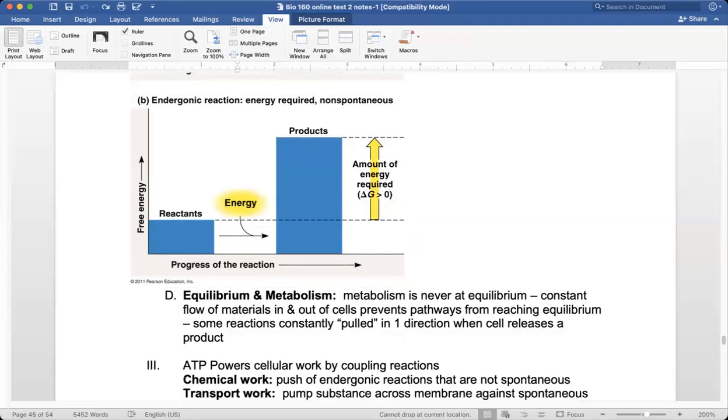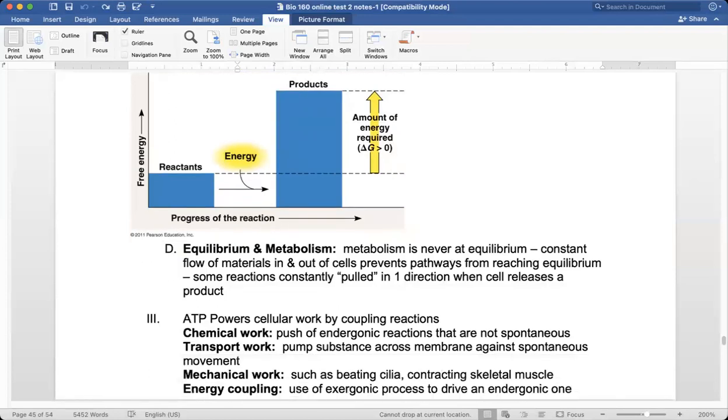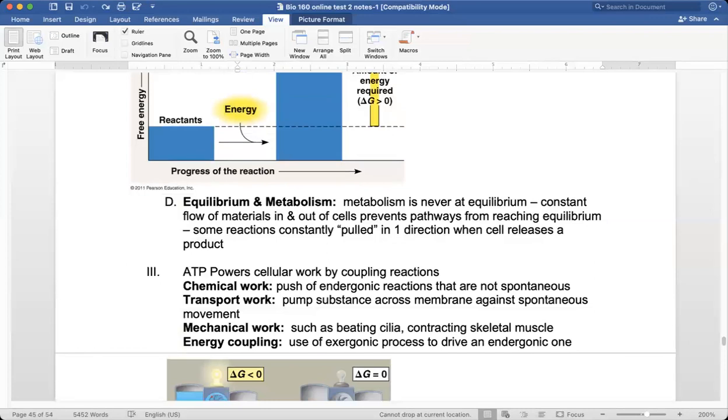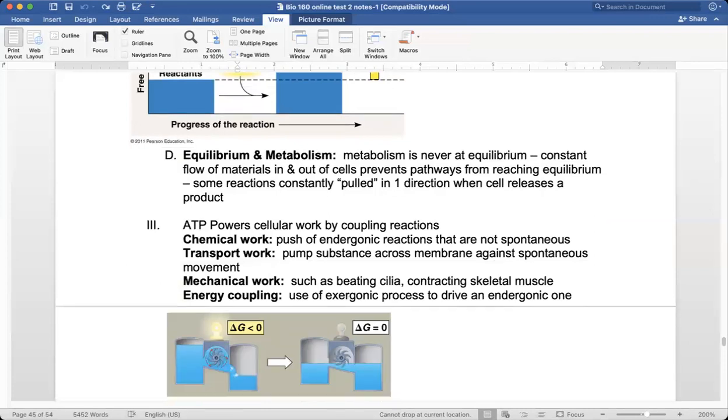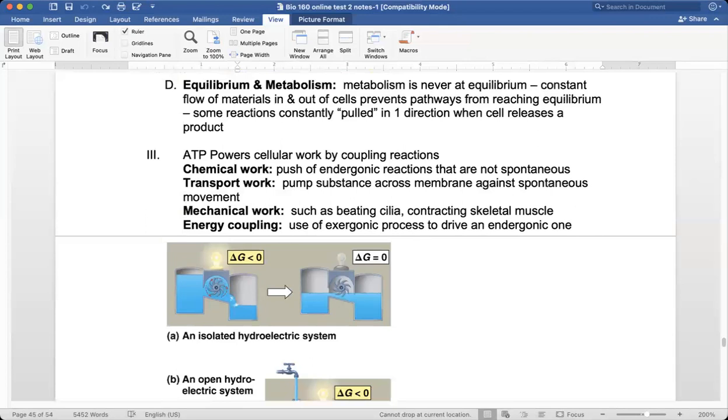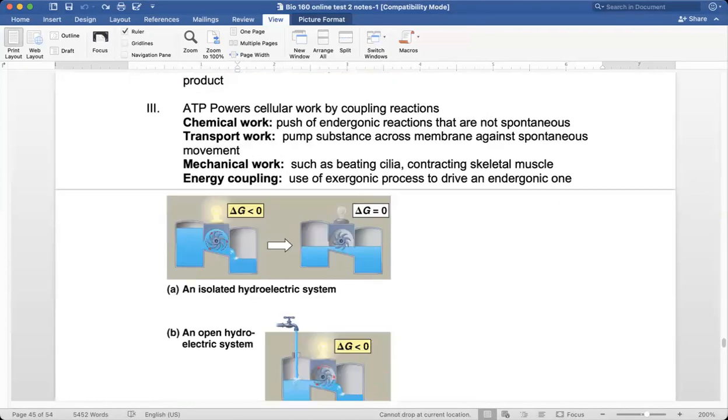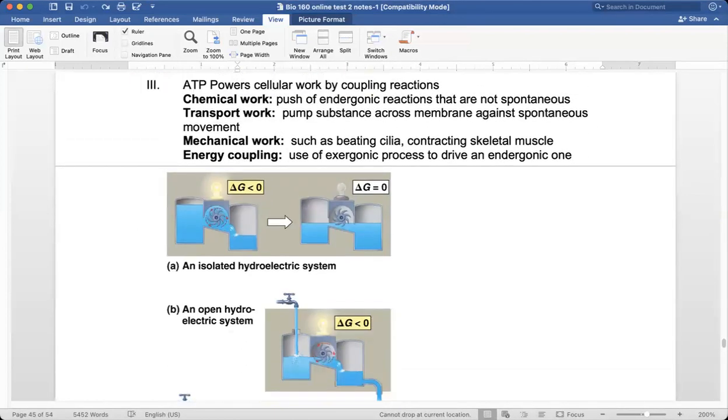So with metabolism, these things are always working towards equilibrium, but you really just don't ever achieve equilibrium in a living system. There's always going to be something that is being consumed, pulling the reactions in one direction. So with these reactions, we're going to be creating ATP, and ATP is used to do various types of work. But we're going to do it in a small amount of steps.